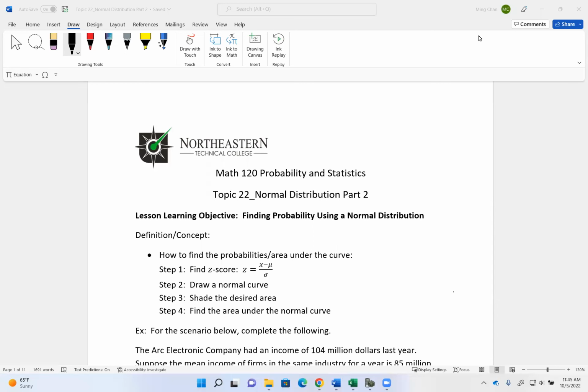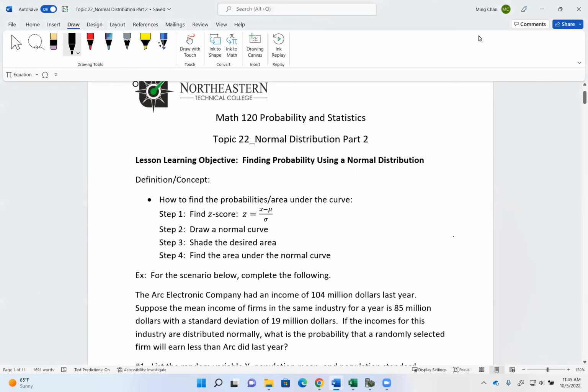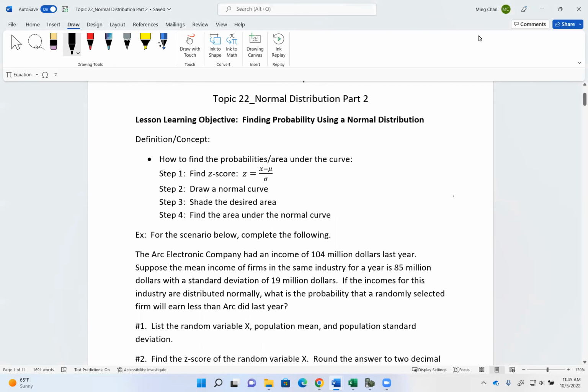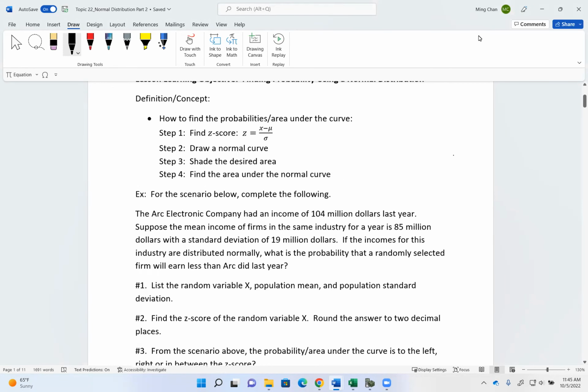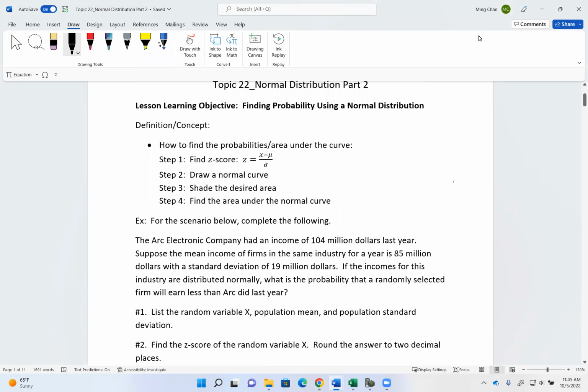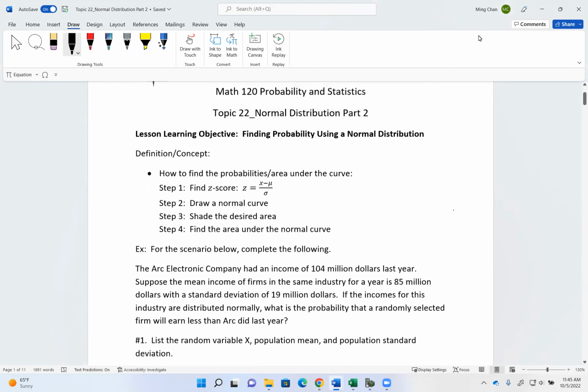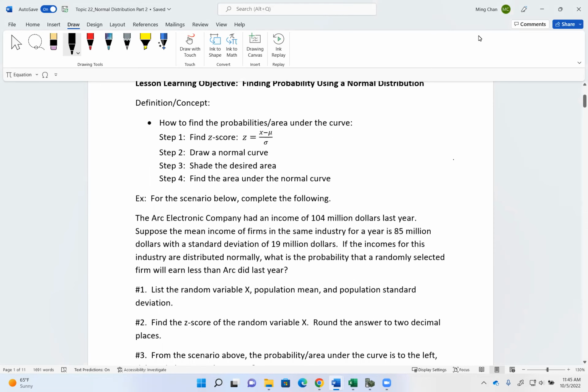Welcome to topic number 22, normal distribution part 2. In this video, I will show you how to find probabilities using a normal distribution. We will do some application problems, and we will also learn how to actually find the z-score given an area under the curve. So we'll do two different things here.